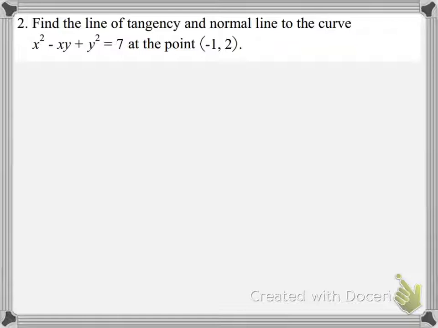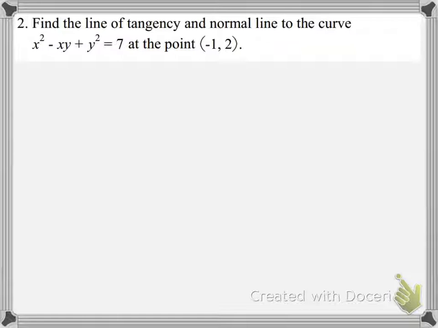All right, you guys, moving on to another example. Find the line of tangency and normal line to the curve x squared minus xy plus y squared equals 7 at the point negative 1, 2. We talked about this in class, of course.